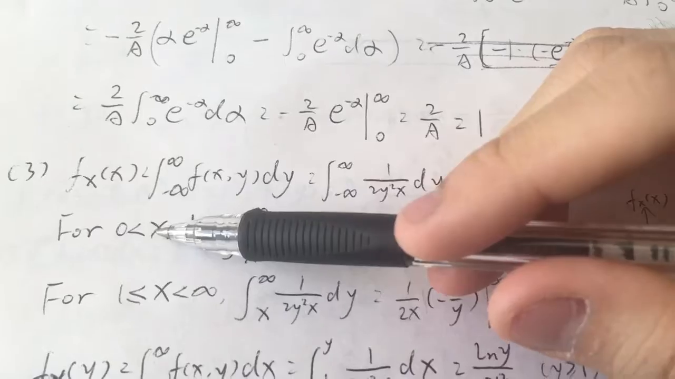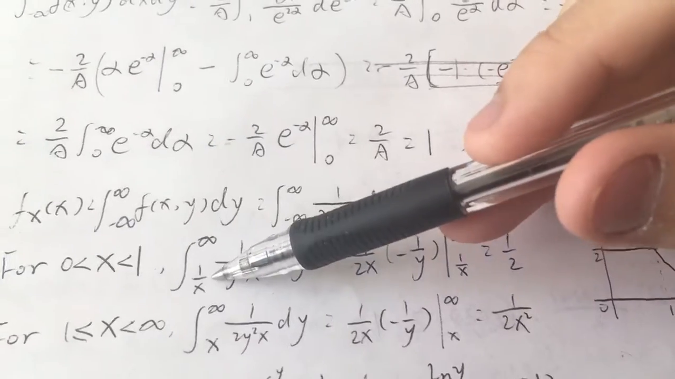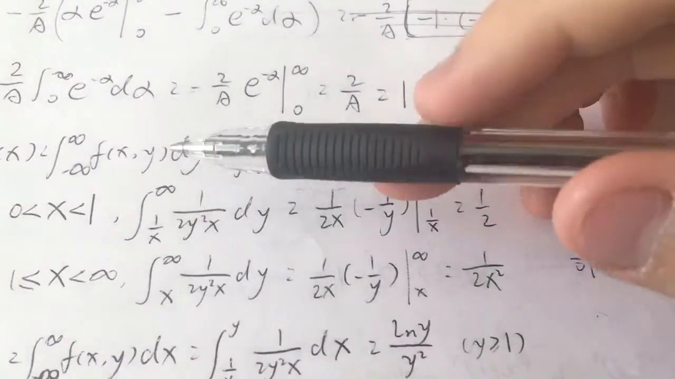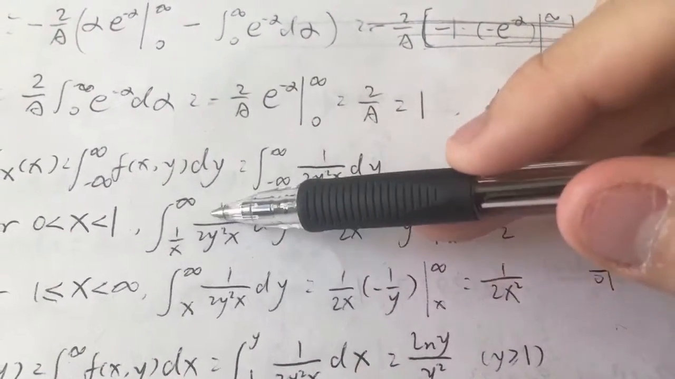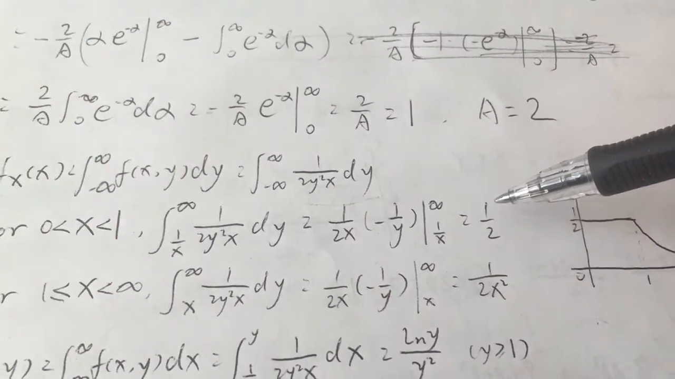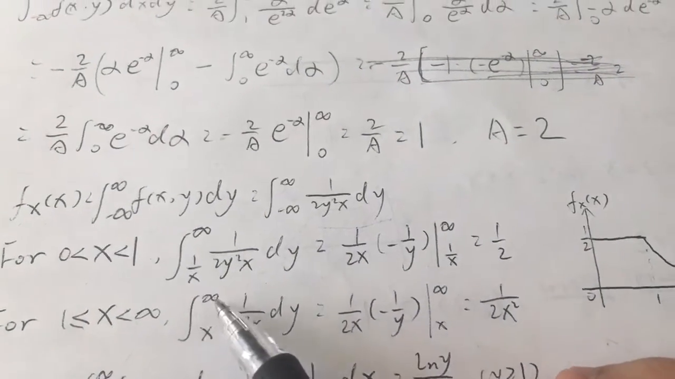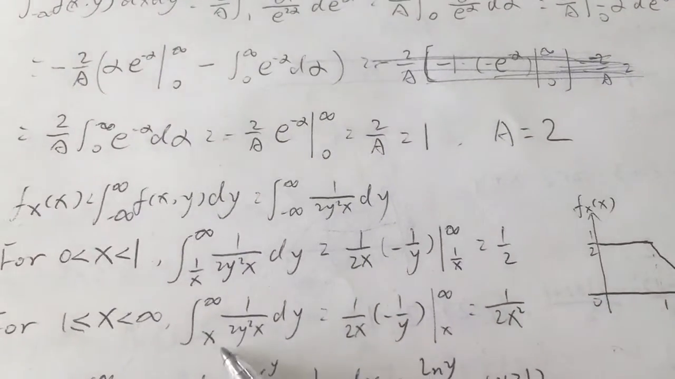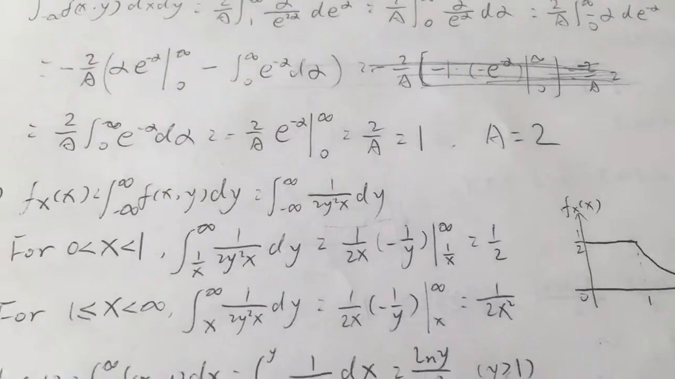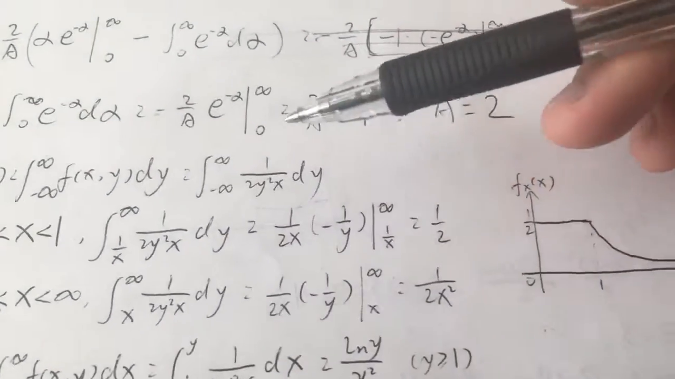So for x less than 1 and more than 0, it should be like this. The smallest value should be 1 divided by x, and we put this value into this, and we got 1.5. And for x more than 1, the smallest value should be x, so we put x into this, and we got this. So that's the whole marginal density function of x, and we can draw the picture.